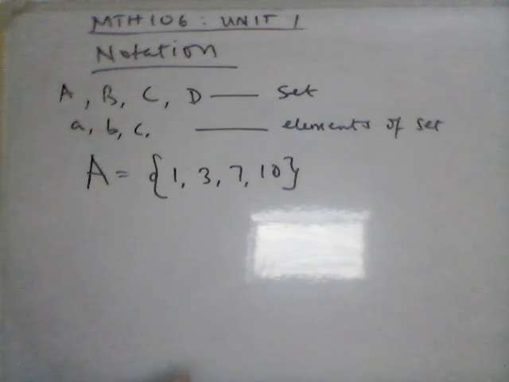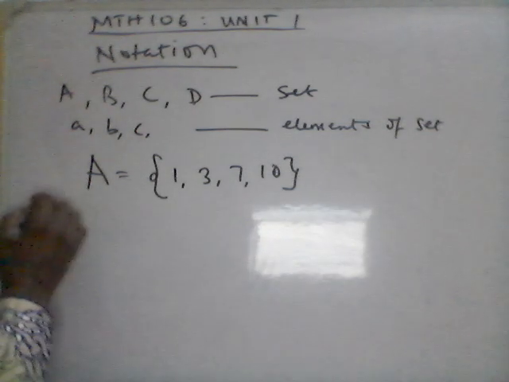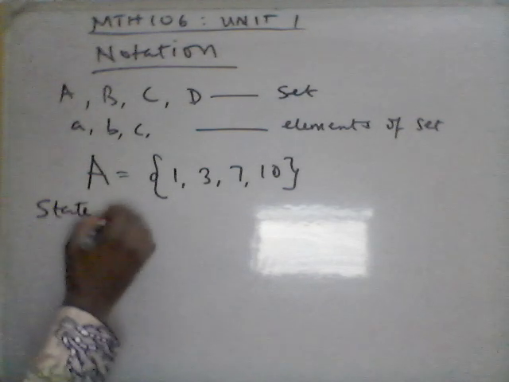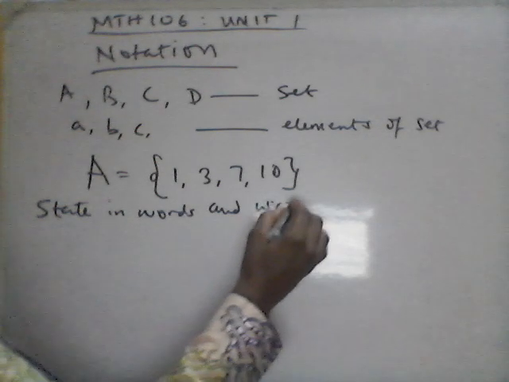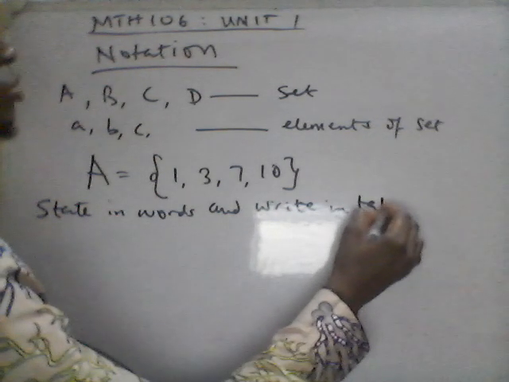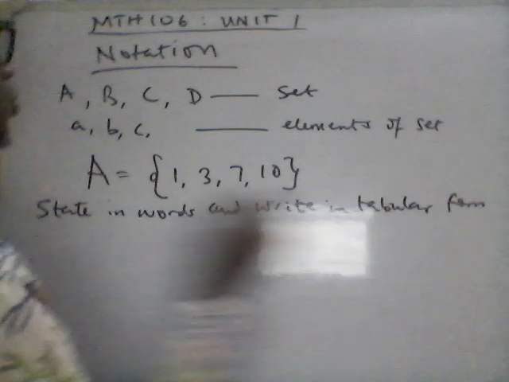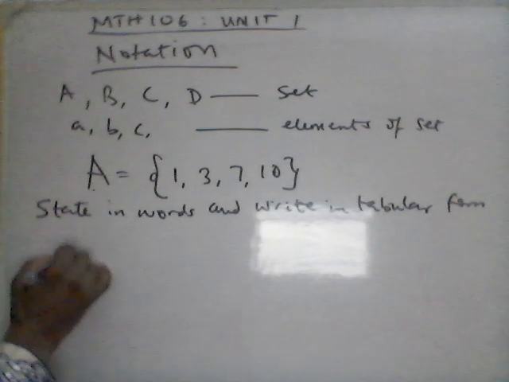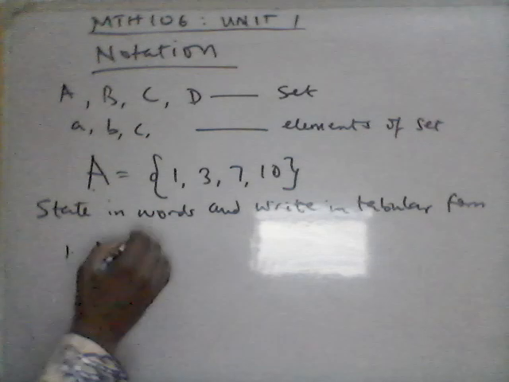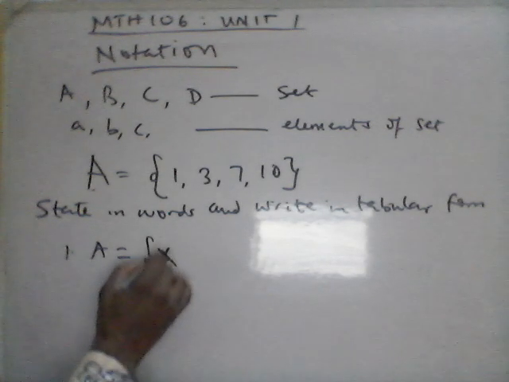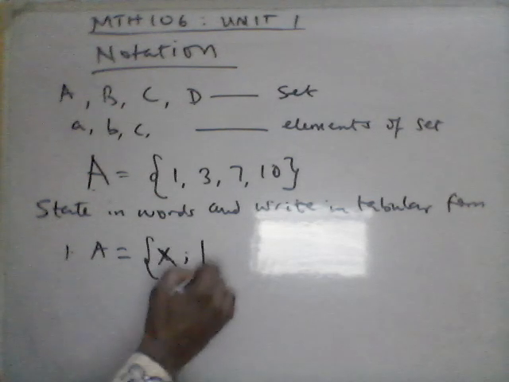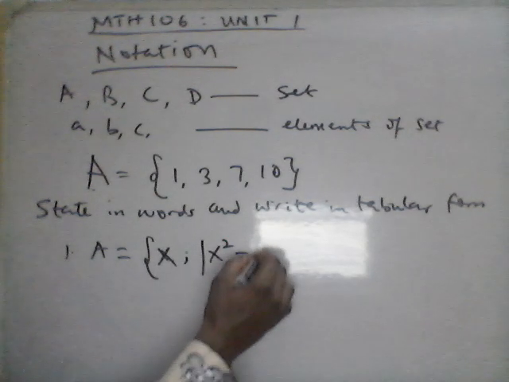So another way we can denote sets, for instance, we can state in words and then write in tabular form. So I'll say, like an exercise, state in words and write in tabular form. So if I come here and say number 1, A is equal to the set of elements such that, A contains x such that x squared is equal to 4 squared.